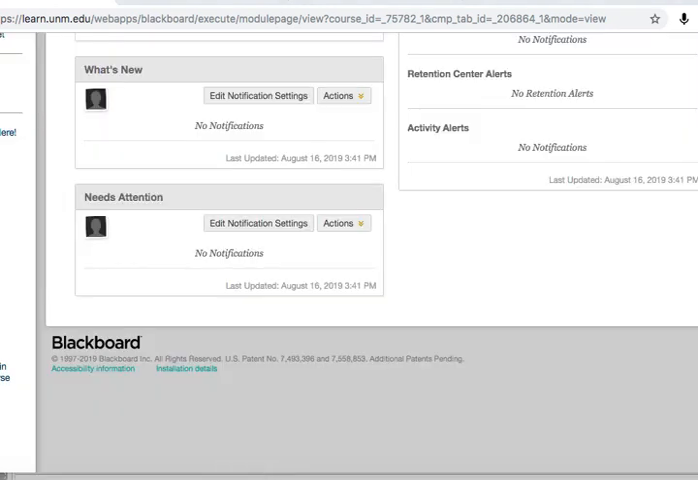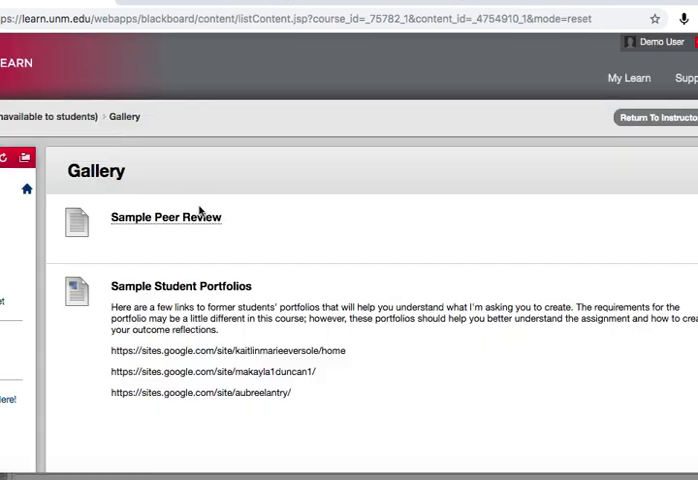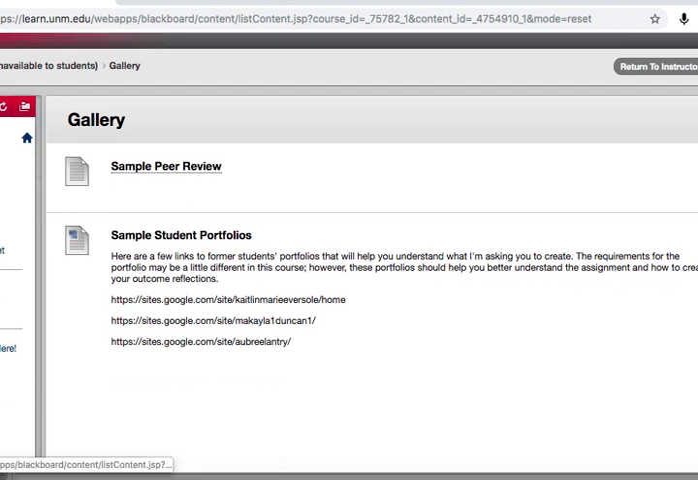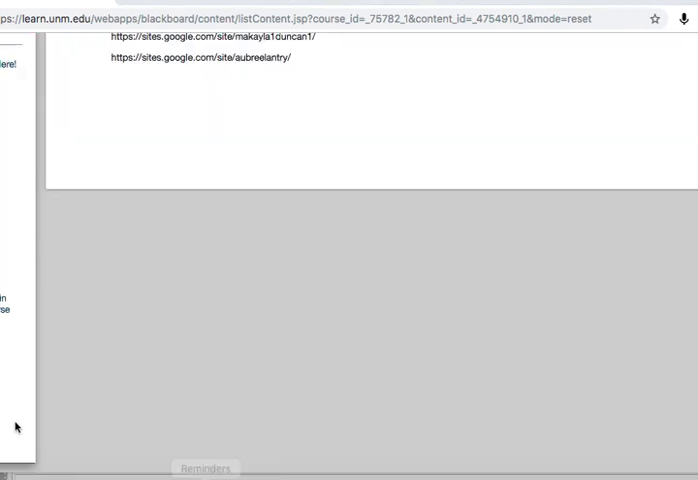And the same thing concerns the journal. You will be able to access it from here. Gallery contains samples. This is the sample peer review, because you know all instructors conduct peer reviews differently, and sample student portfolios. And all the projects can be accessed from here: 1, 2, 3 and portfolio, but again, at this point, they are not accessible to you.